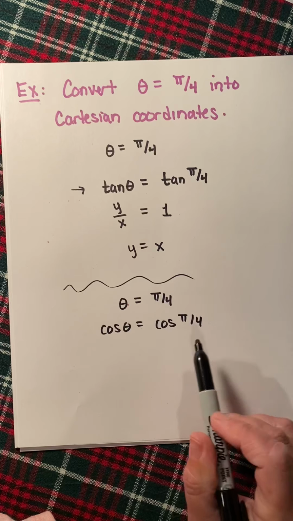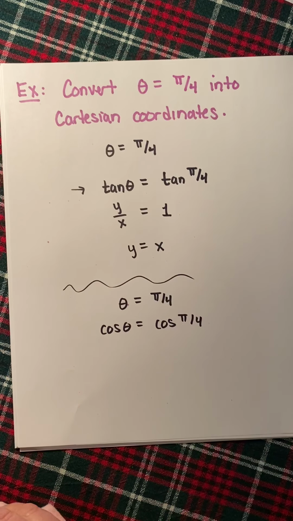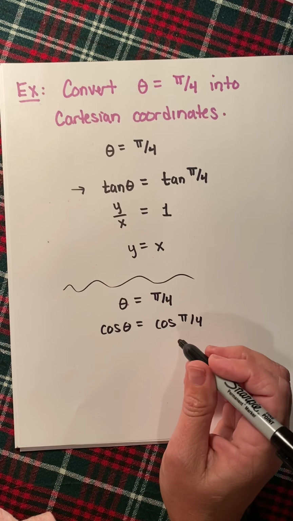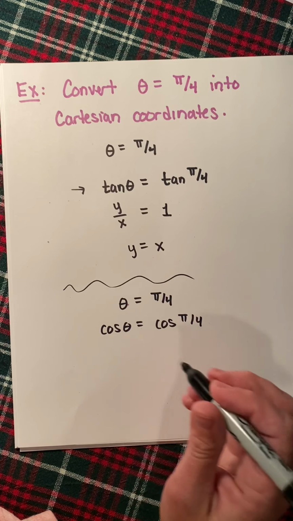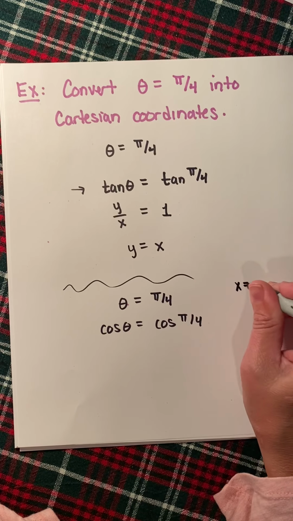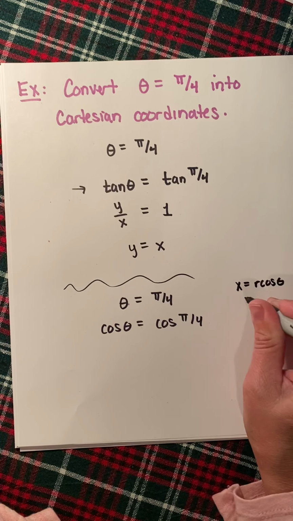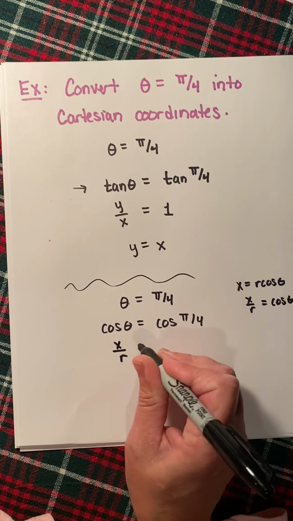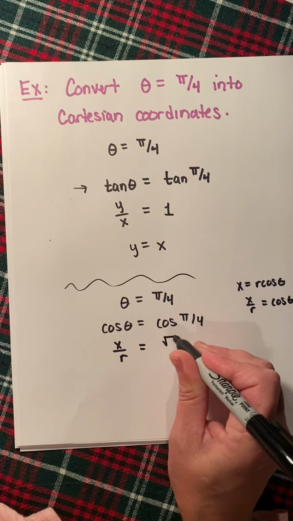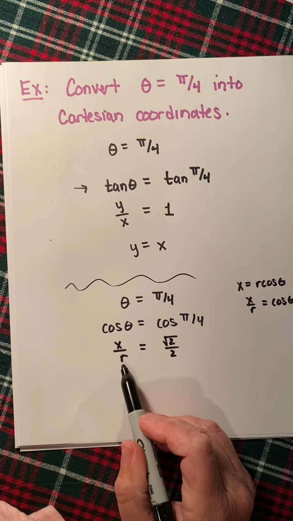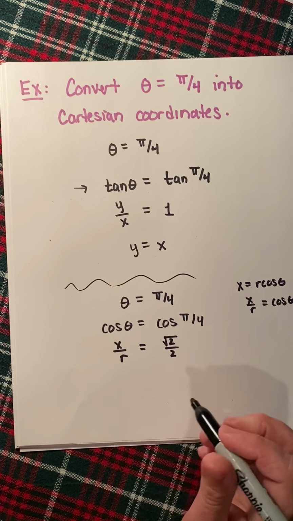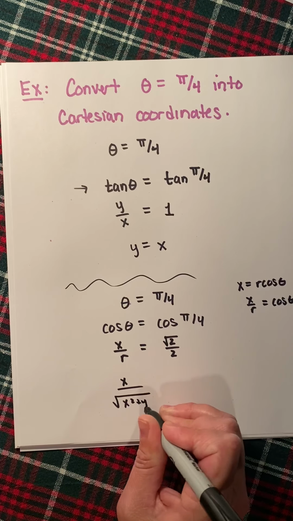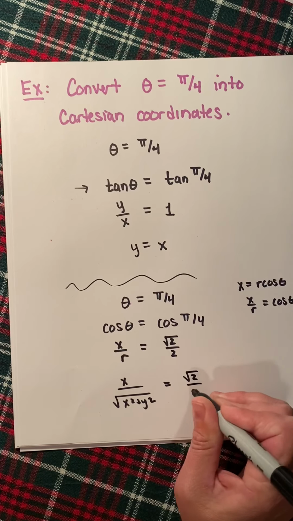Now, the cosine of pi over 4 is square root of 2 over 2, so you can see why using the tangent would be more desirable here. But the cosine of theta, we have x is equal to r cosine theta, right? So x over r is the cosine of theta. So we can call this x over r, and the cosine of theta is the square root of 2 over 2. We don't want r, though. We just want it all in terms of x and y, but we know that r is equal to the square root of x squared plus y squared, and that equals the square root of 2 over 2.